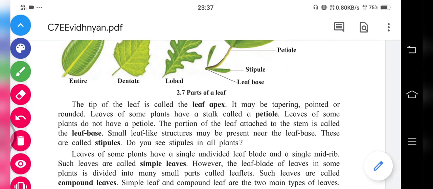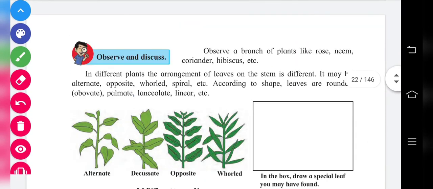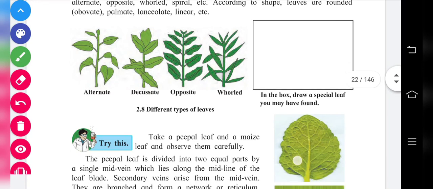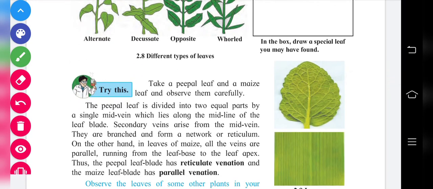There are mainly two types of leaves, simple leaves and compound leaves. After that, what is a compound leaf and what is a simple leaf, you study here. After that, you study different types of branching: alternate, decussate, opposite or whorled. After that we study the difference between pipal leaves and maize leaves.